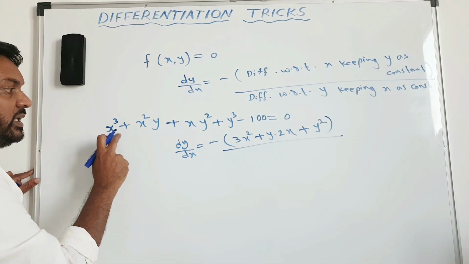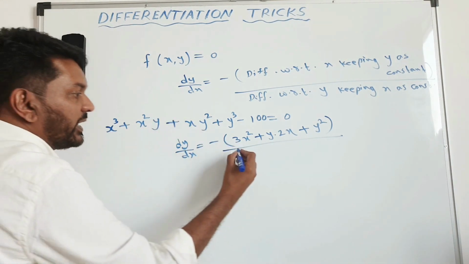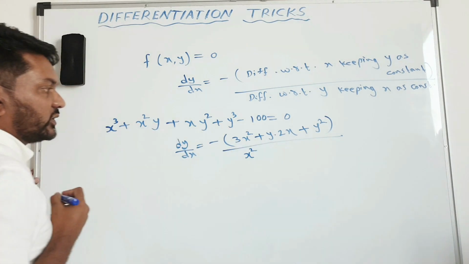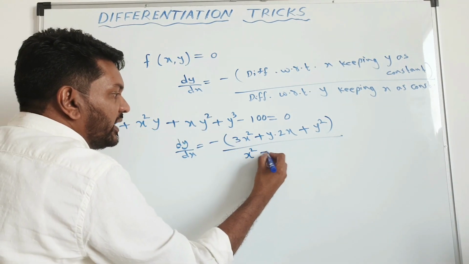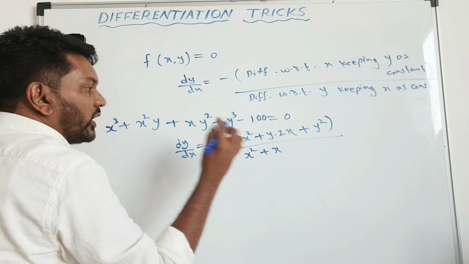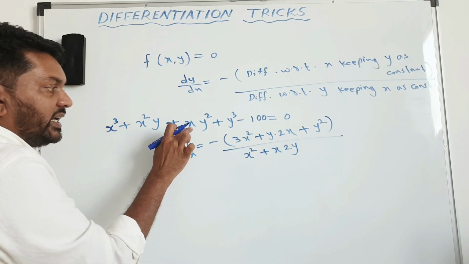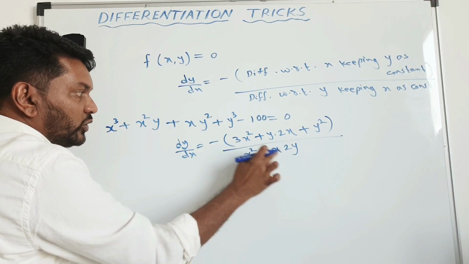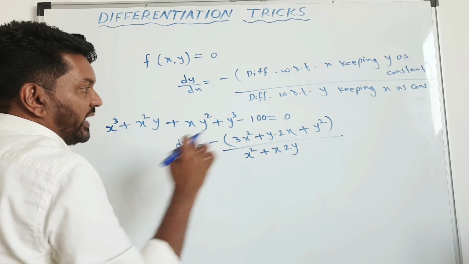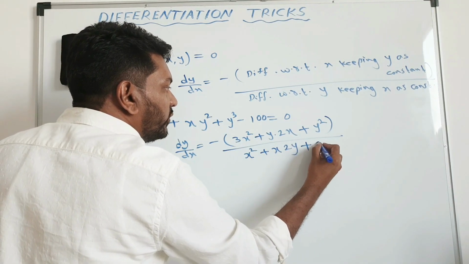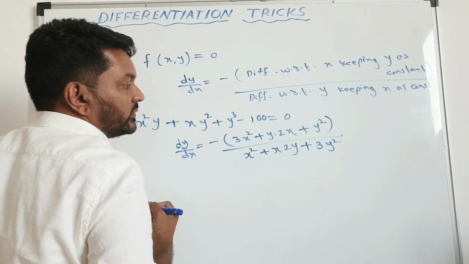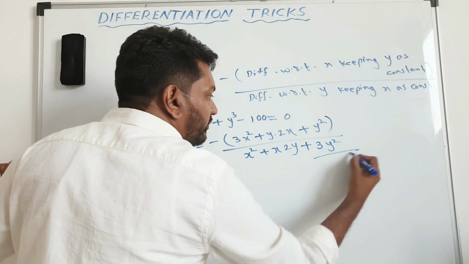So x cube will become 0. X square y will become x square into 1, which is x square. And xy square will be plus x into y square derivative 2y. We consider x as constant. X into then differentiation of y square is 2y. Plus y cube will give you 3y square. So you got the answer very fast.